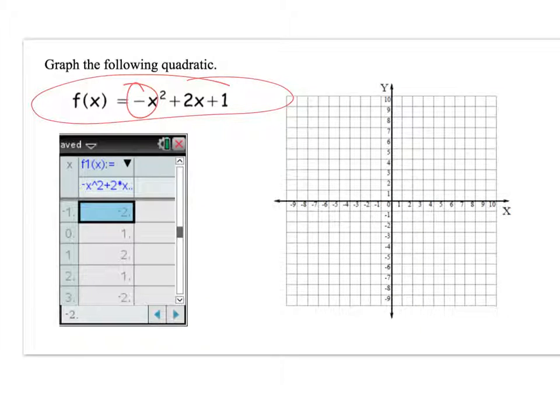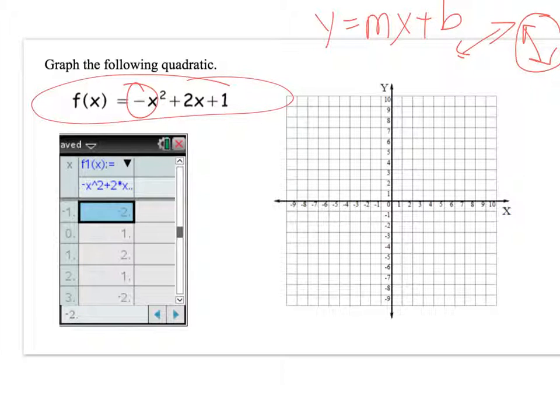Now remember, if something were y equals mx plus b and the slope were negative, it would start off as positive and then it would go to negative. It would become a negative slope. Now in this case, in a parabola, the slope is changing all the time. So first we're decreasing, then we're increasing as we go through the parabola itself. So we're going to take a look and see what happens with this parabola.